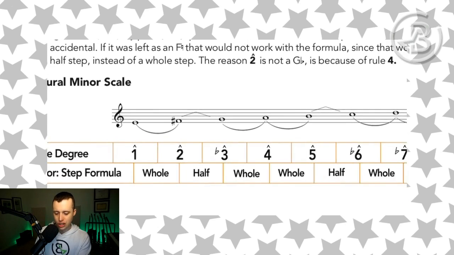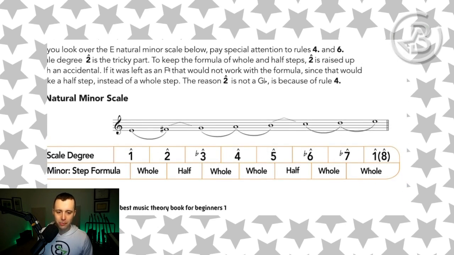Then you see we have G, A, B, C, D, and then back to E, so that this E natural minor scale follows all the rules for natural minor scales.